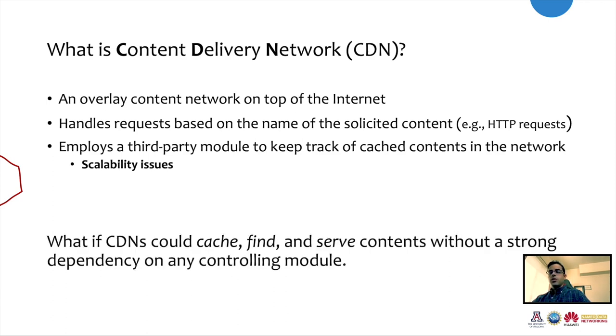So we can ask this question: what if CDNs could find the content without relying on another system component? To put it in a different way, we're thinking about a network that can cache, find, and serve contents at the forwarding plane without a strong dependency on any controlling module. And this network needs to be highly scalable to handle millions of contents. ICN and NDN in particular seem to be able to build such a network.